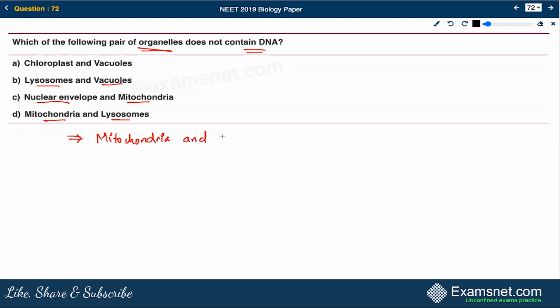Mitochondria and chloroplast. These two are the cell organelles that have their own DNA and ribosome. So they have their own DNA and ribosome, and that's why they are considered to be the semi-autonomous organelles.